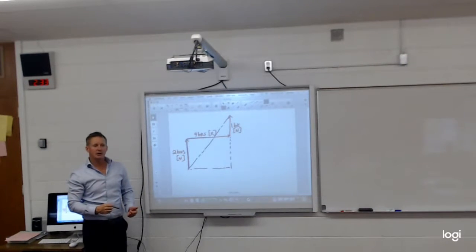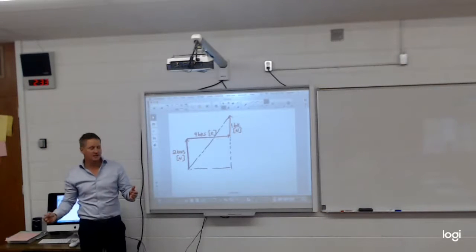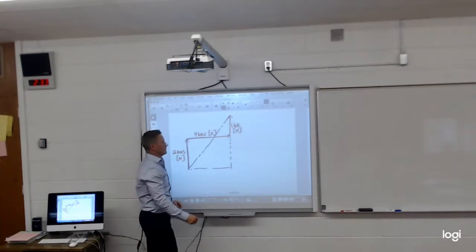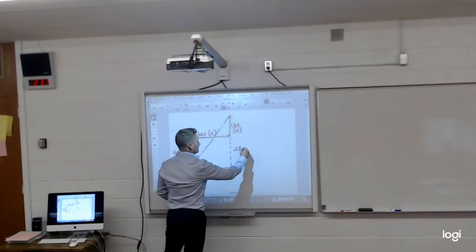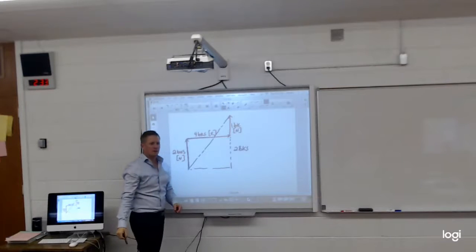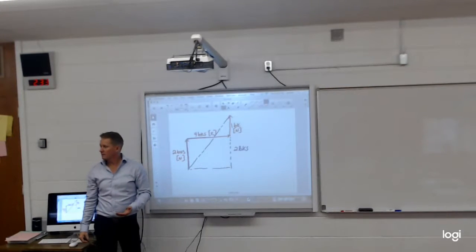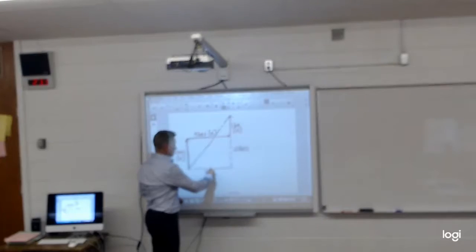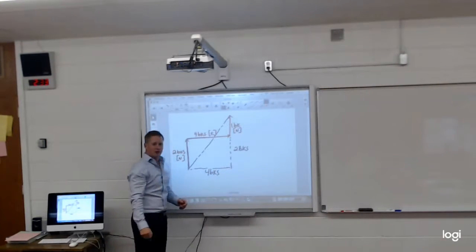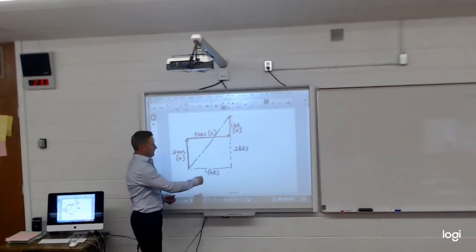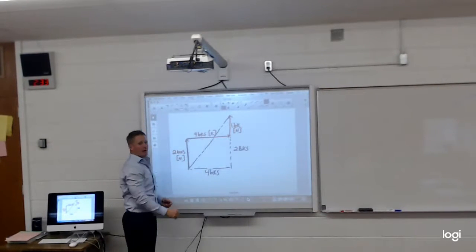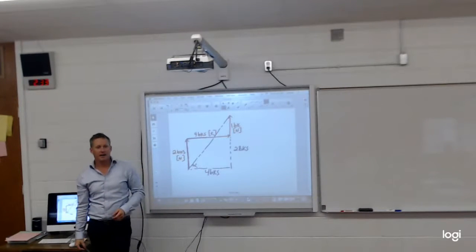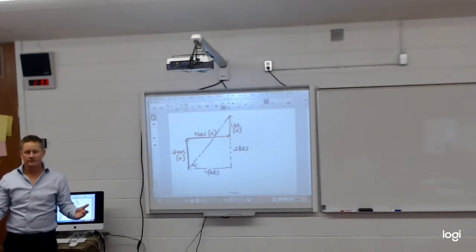Well, what do we actually know? If I were to draw this out, what's the distance from here to here? 2 blocks. And then what's the distance from here to here? 4 blocks. So essentially, I just have to find out what that hypotenuse is, and what this angle is, and I'm done. Make sense?